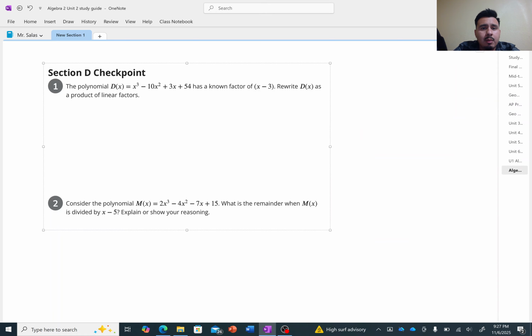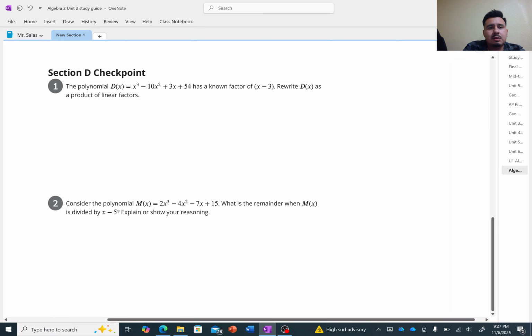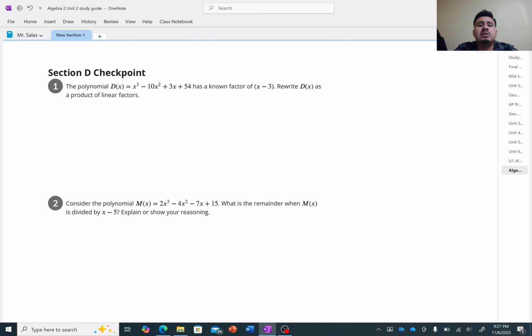We're going to look at problem number 1. Number 1 says the polynomial d of x is equal to x to the power of 3 minus 10x squared plus 3x plus 54 has a known factor of x minus 3. Rewrite as a product of linear factors. So we have two ways of doing this.